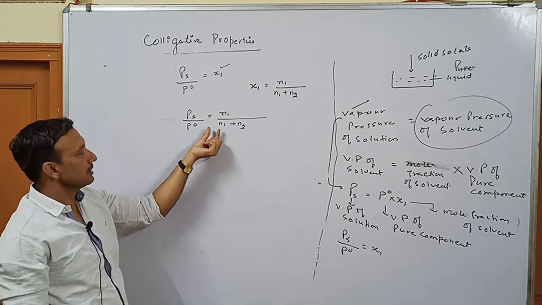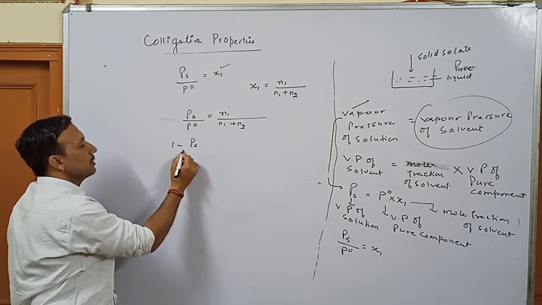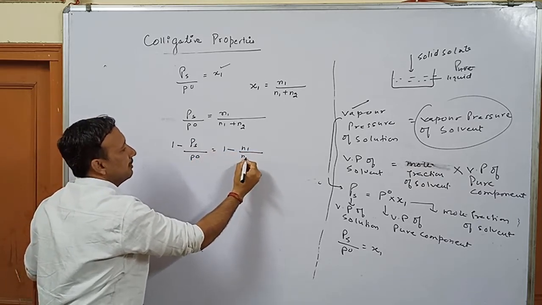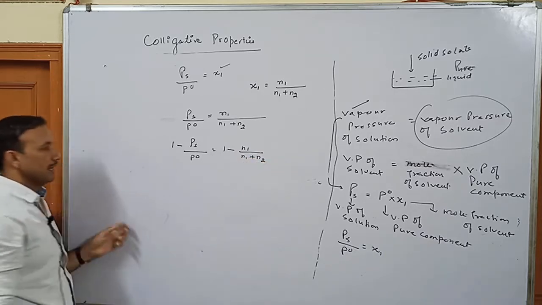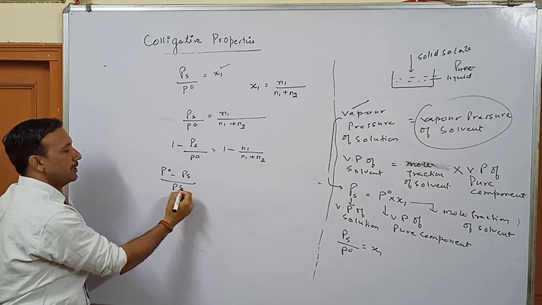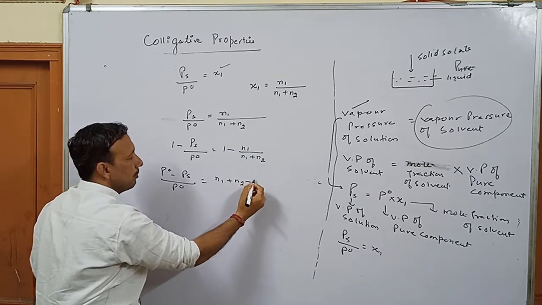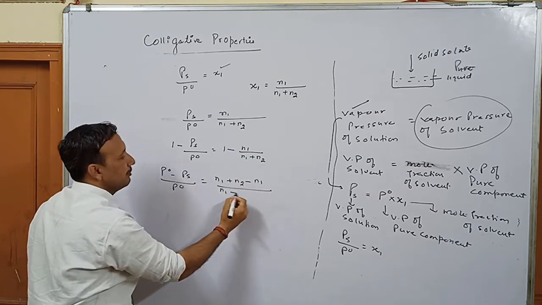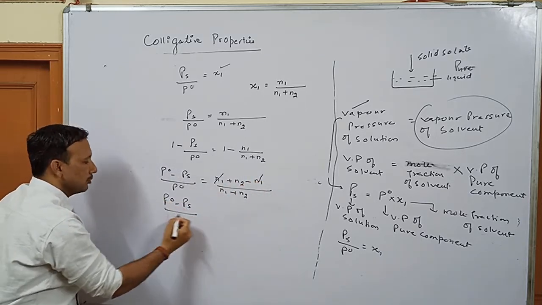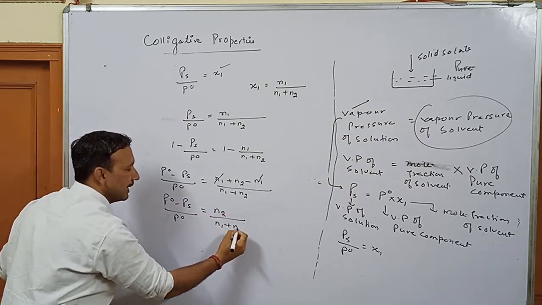From this equation, subtract each side from 1. 1 minus Ps by P0 is equal to 1 minus N1 by N1 plus N2. So P0 minus Ps over P0 is equal to N1 plus N2 minus N1 by N1 plus N2. So P0 minus Ps over P0 is equal to N2 over N1 plus N2.